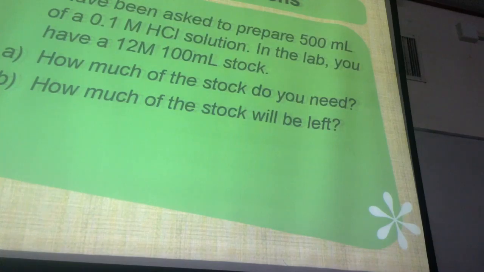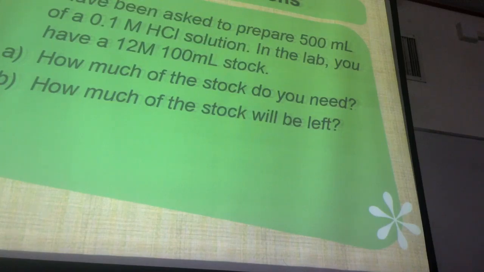So walk it through. You're doing dilution, right? We want 500 milliliters of a 0.1 molar hydrochloric acid solution. But in the lab, we have a 12 molar, 100 milliliter solution. So we want 0.1 molar, 500 milliliters. How do we make that? What are we trying to find? We have C1, V1, C2, V2. Which one are we trying to find?